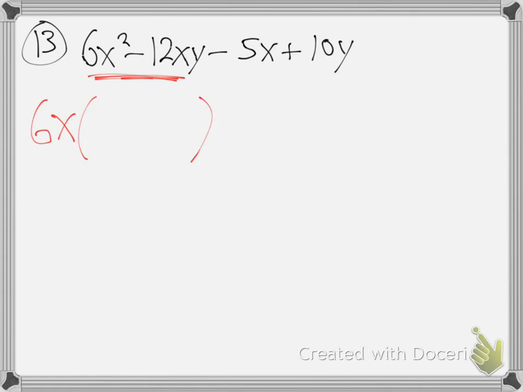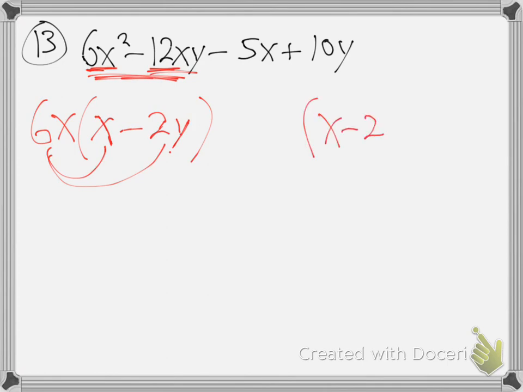All right, what goes on the inside? Whatever works. 6x times what would go back to 6x squared? x. And 6x times what goes back to minus 12xy? Minus 2y. Good there? So far, so good? Now, we know what to expect over here, don't we? x minus 2y is what we're expecting.